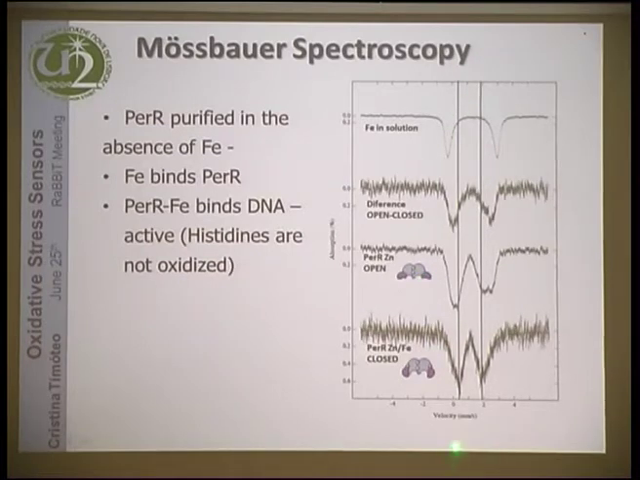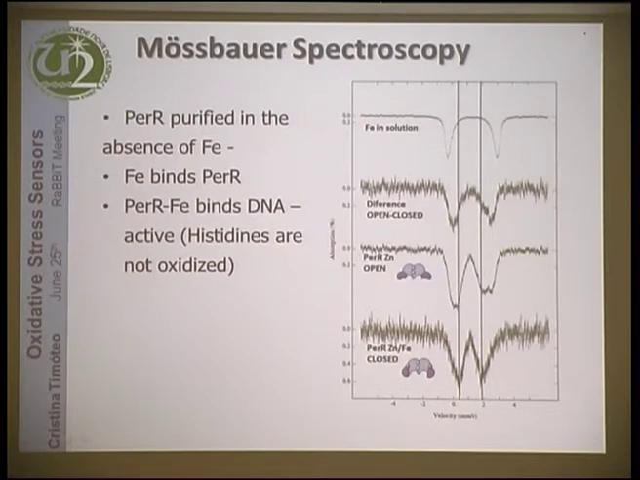And you can see, well, I have these lines here that correspond to the peaks in this spectra of the closed form, and you can see that the peaks are not the same in the open form. I did the difference spectra between the open and closed, and you can see that we have different species here. None of these species correspond to iron in solution. So iron actually enters the protein, even though we produced it without iron.